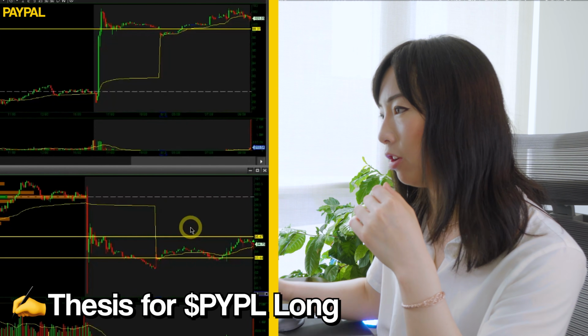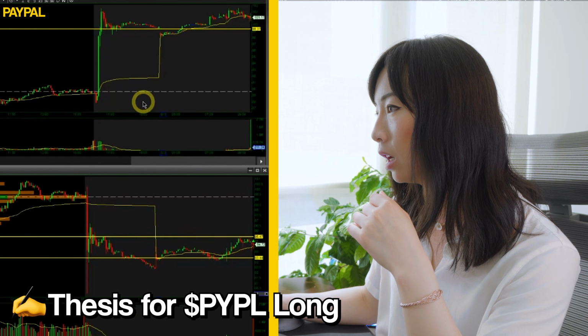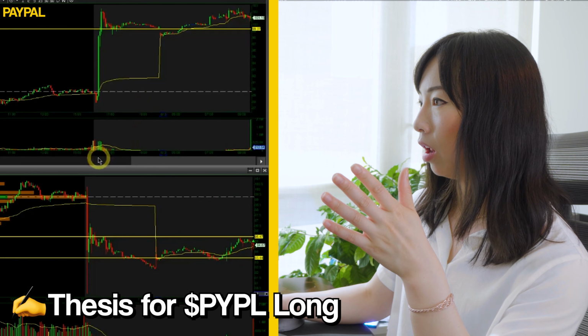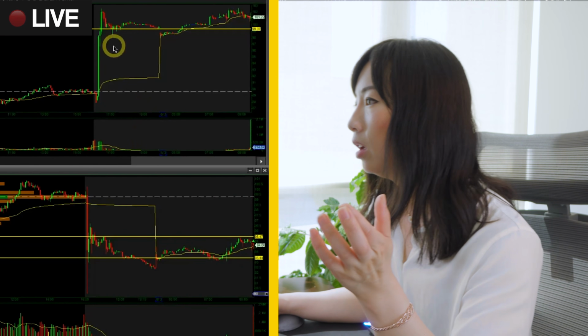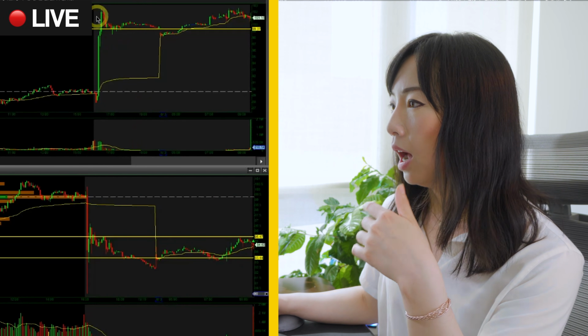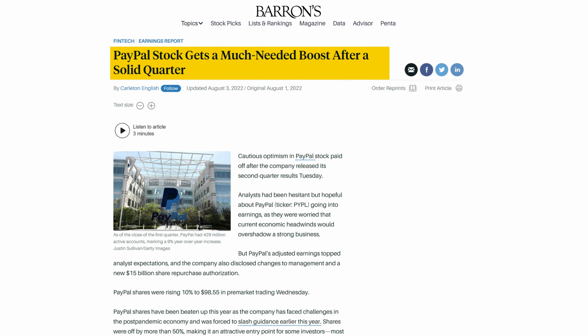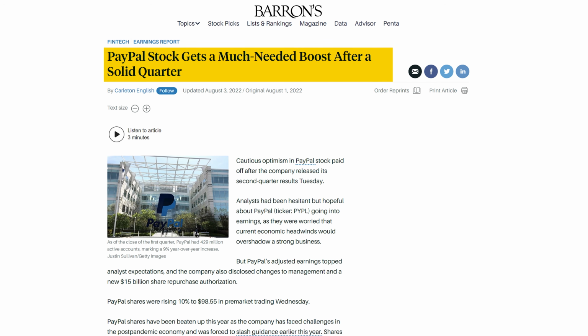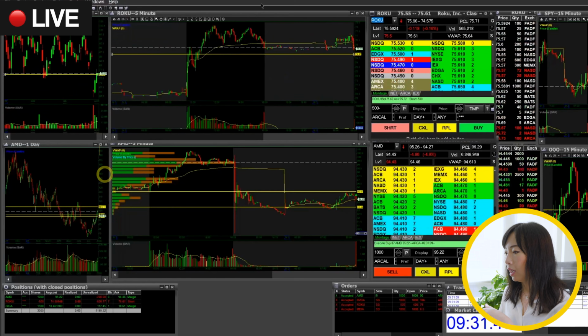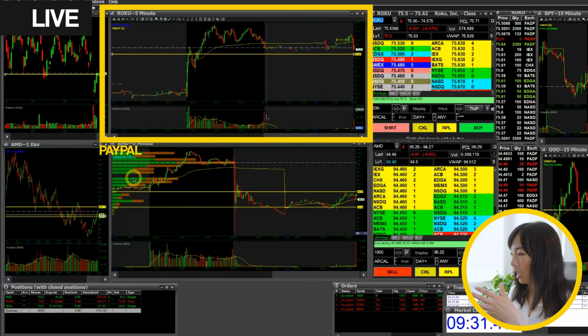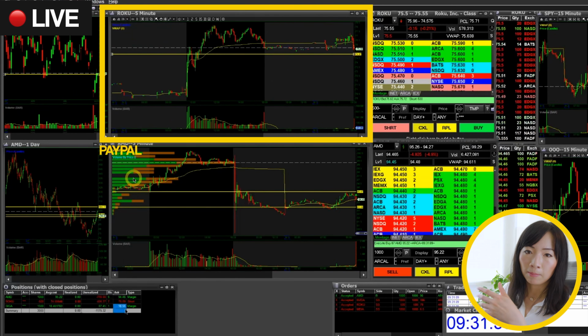So PayPal this day, you can see, actually gapped up from prior day's close of around $90 all the way to 102, 103s. They had really good earnings. They beat on all metrics that we care about: earnings, guidance, revenue, and the outlook is really good. So that's why I was more bullish on PayPal.